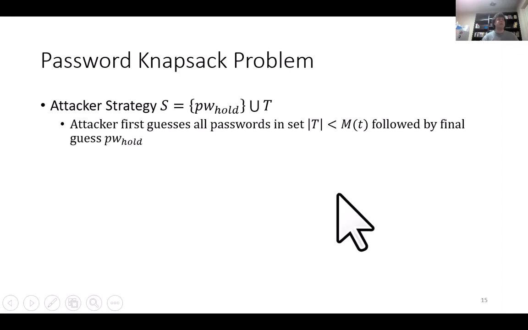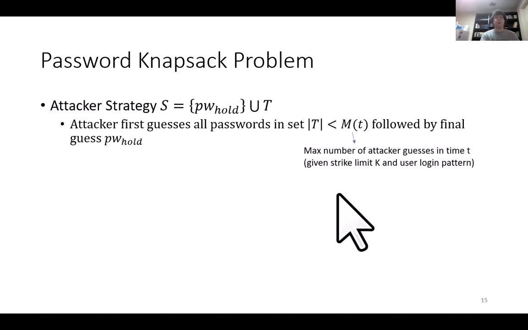So the password knapsack problem is as follows. We first model the attacker strategy by specifying a set T and a holdout password PW hold. And the basic strategy is that the attacker is first going to guess all of the passwords in the set T, followed by the final holdout password guess. Here, we're going to require that the size of T is less than some parameter MT. Here, MT denotes the maximum number of guesses that the attacker can sneak in by time T, given the strike limit K and the user's actual login pattern.